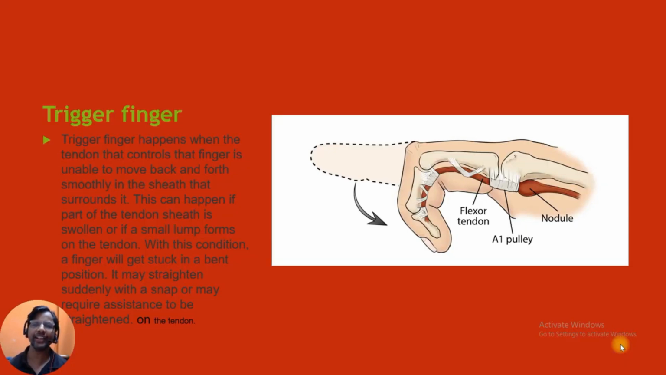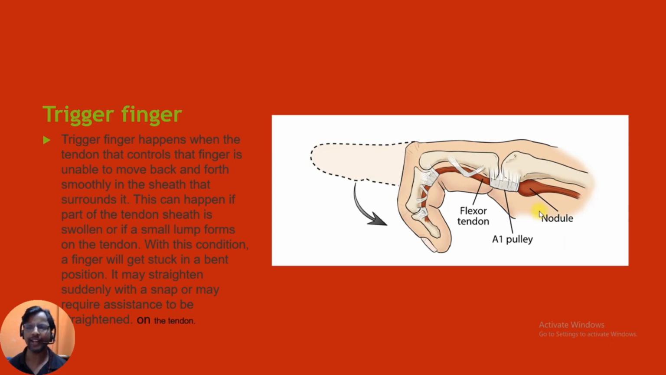Next most common hand condition is trigger finger. Basically, this trigger finger occurs due to uncontrolled tendon movement. During trigger finger, the tendon is unable to move forward and backward, which is because of the formation of a lump in the tendon. Because of this uncontrolled movement, the finger will be in the bent position.